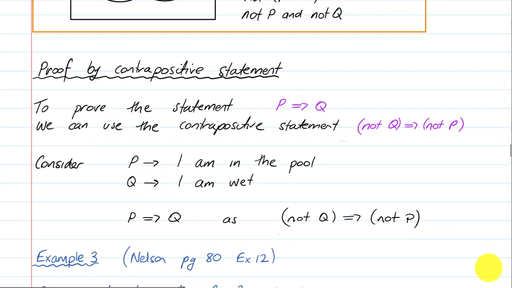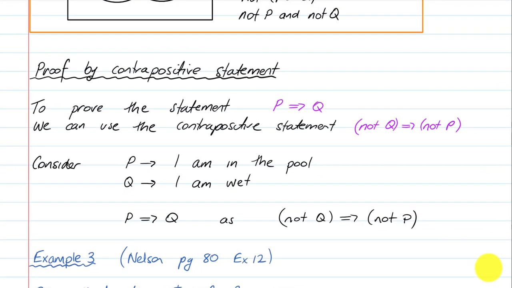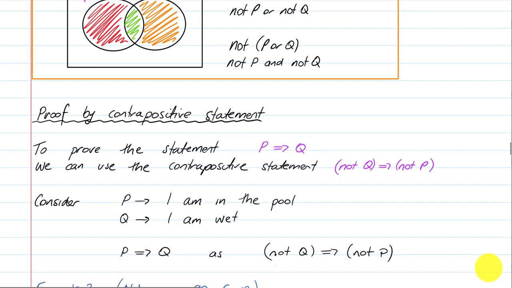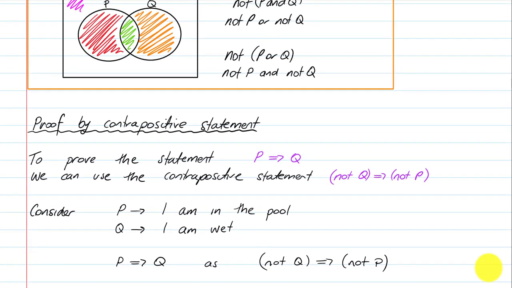So, proof by contrapositive. We're going to go through the theory in this video very quickly now, and then we'll run through some examples in a later video. To prove the statement P implies Q, we can use the contrapositive that not Q implies not P. So what we're doing here is we are swapping the implication, and we're also negating both statements. And be careful with how you negate statements.